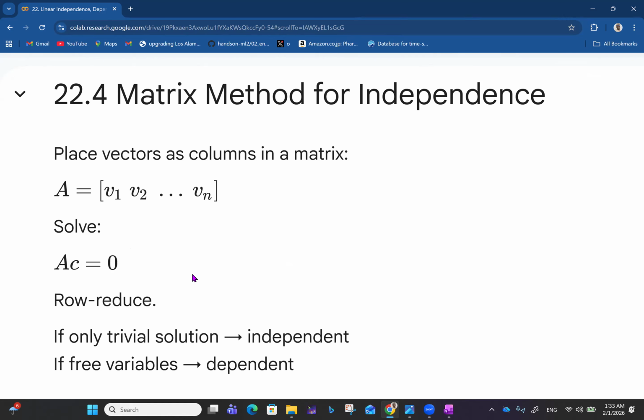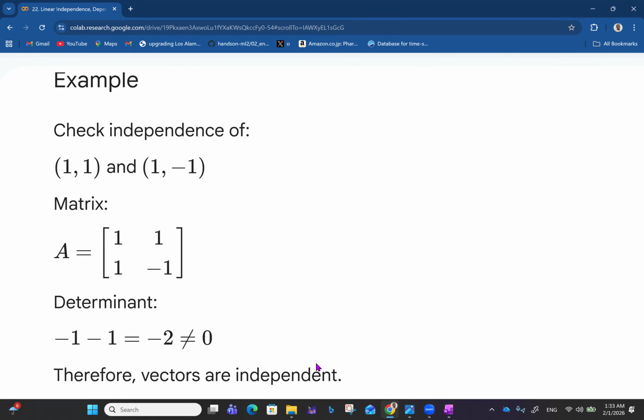Then you can solve for Ac equals 0 by row reduction. If you have only the trivial solution, that will be independent. If you have free variables, that will be dependent. So that means, after you do the row echelon form, if there are some columns without pivots, or in essence, if you have a zero row, automatically that is talking about linear dependence, right?